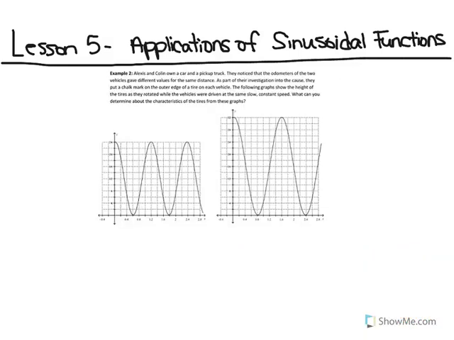Alright, example 2. Alexis and Colin own a car and a pickup truck. They noticed that the odometer of the two vehicles gave different values for the same distance. As a part of their investigation to see the cause, they put chalk on the mark of their outer edge of the tire on each vehicle. The following graph shows the height of the tires as they rotated while the vehicles were driven at the same slow, constant speed. What can you determine about this?